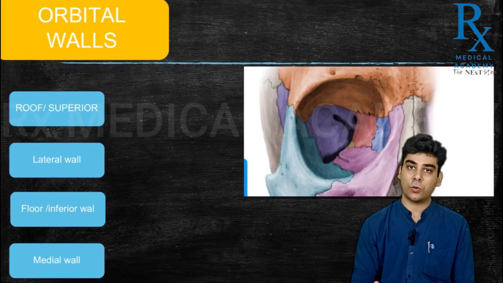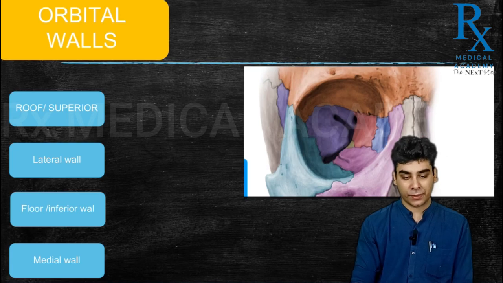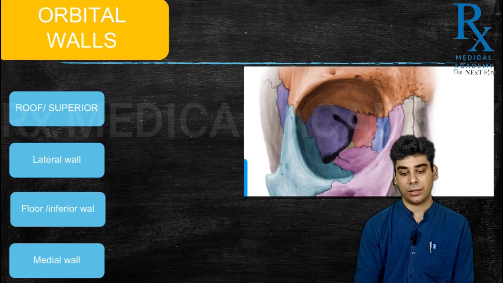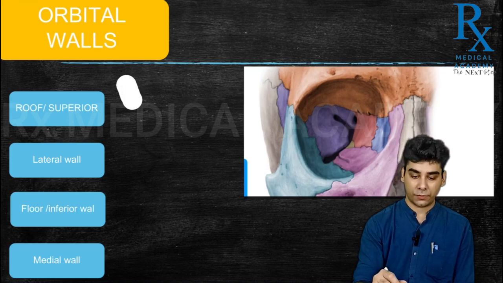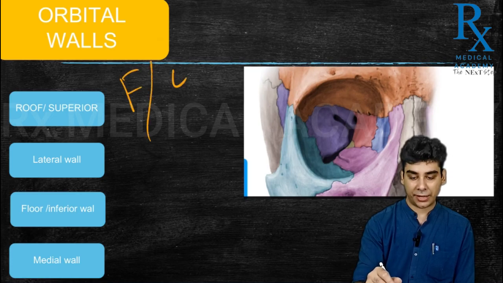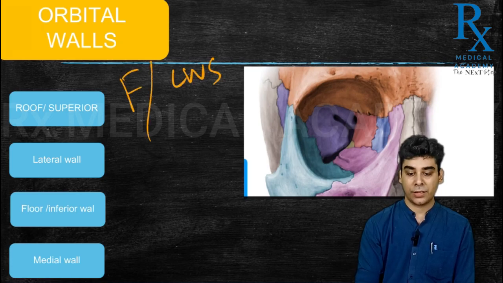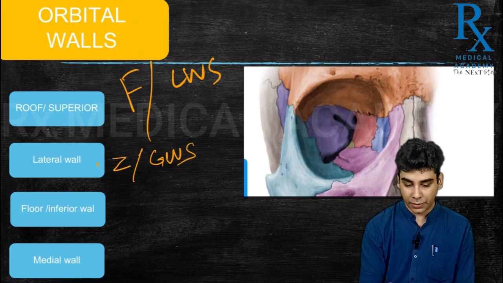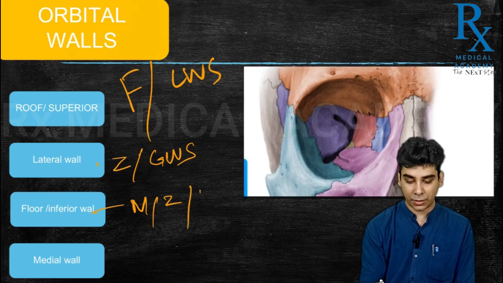So let's revise now once again what we have just learned. Let's talk about the roof of the orbit. In the roof we have two bones mainly. One is the frontal bone and one is the lesser wing of sphenoid. Lateral wall again two bones. We have the zygomatic bone and the greater wing of sphenoid. Floor made up of two bones, the maxilla and the zygomatic bone along with the palatine bone.